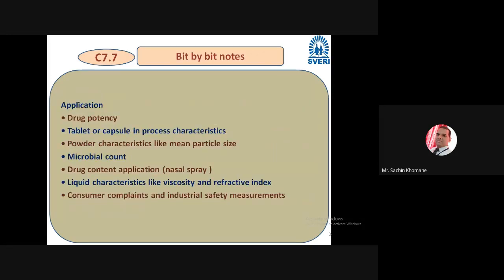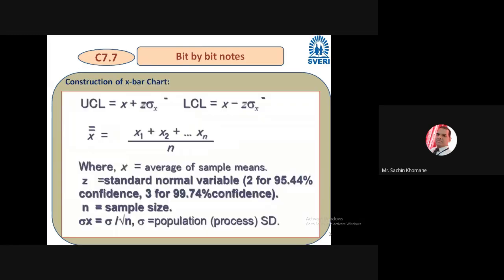We have seen various applications like drug delivery, tablet and capsule characteristics, powder characteristics like particle size, microbial count, meaning if you want to count bacteria and so on in something. Then drug content applications, liquid characteristics. So like that various applications, especially in the medical industry, people implement, and nowadays in mechanical industry also it is essential.